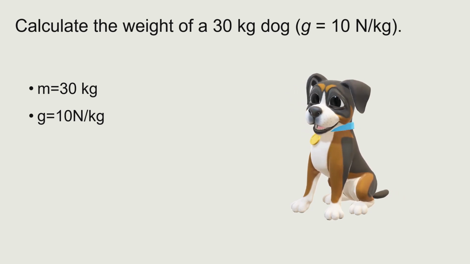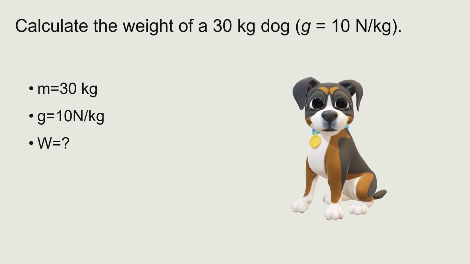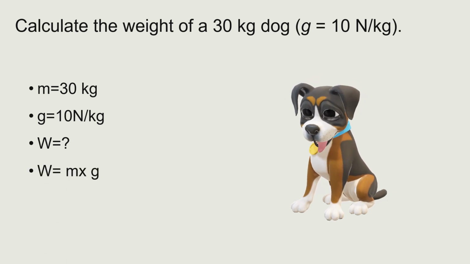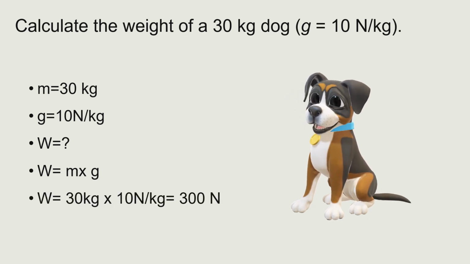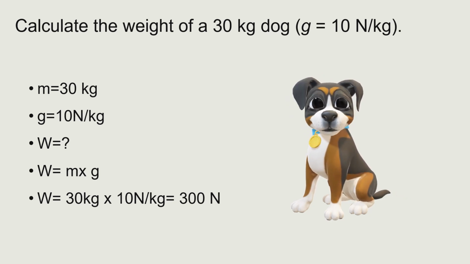Then when you take out all the data, the next step, what do we need to find out? We want to calculate the weight. Symbol for weight, W. You put W equals question mark. After that, you write the formula for W. So W equals mass times g. After that, you put everything in the formula. So mass is 30 kilograms. You don't need to convert because it's already in kilograms. So 30 times 10 gives you 300 newtons. So actually a 30 kilogram dog will have a weight of 300 newtons on the planet Earth. This is the answer.